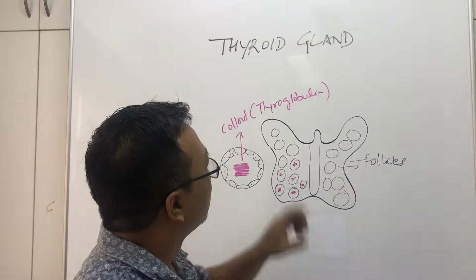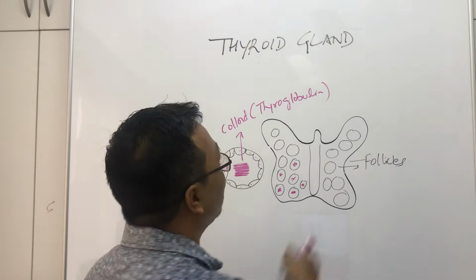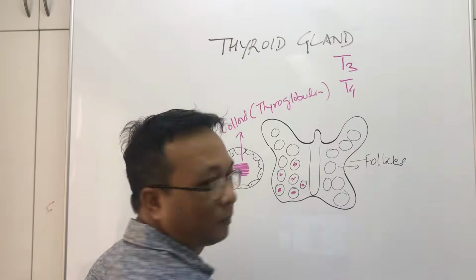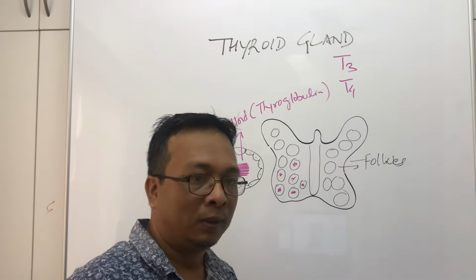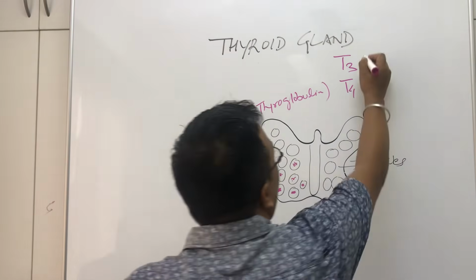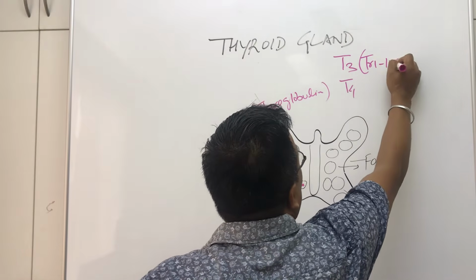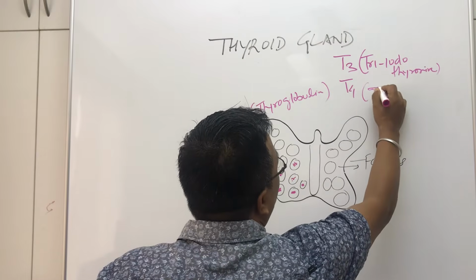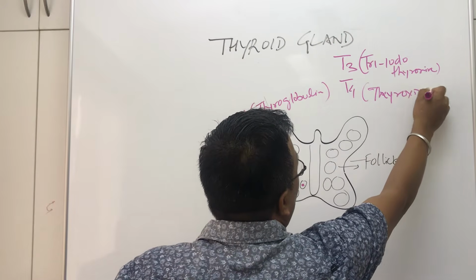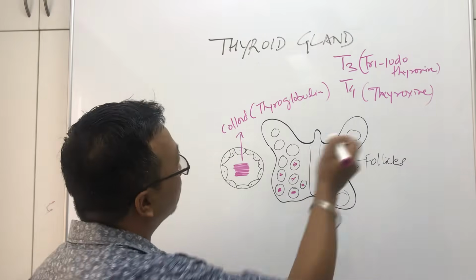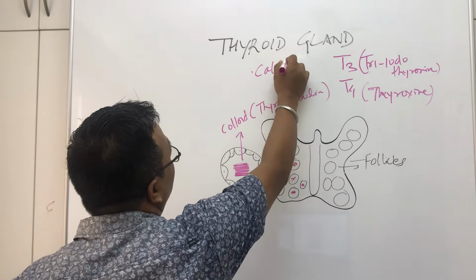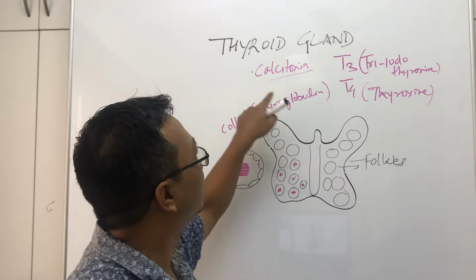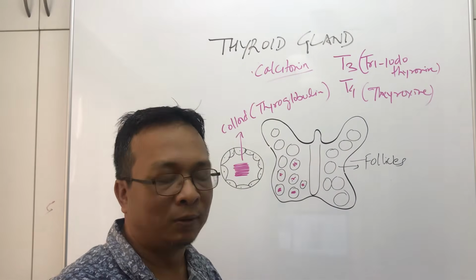So what are the hormones that are secreted by the thyroid gland? There are basically two important hormones, T3 and T4. T3, as the name suggests, is triiodothyronine, and T4 we call thyroxine. Apart from that, it also secretes another hormone called calcitonin, which is responsible for calcium metabolism. We will not discuss calcitonin, we will basically discuss T3 and T4.